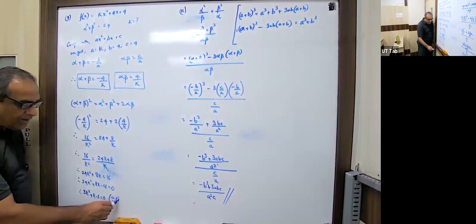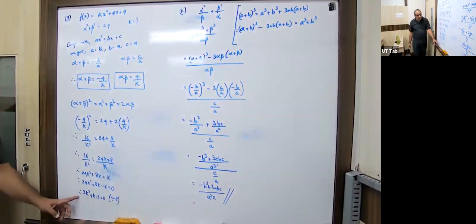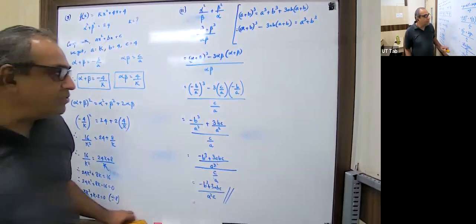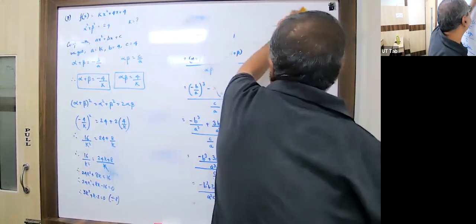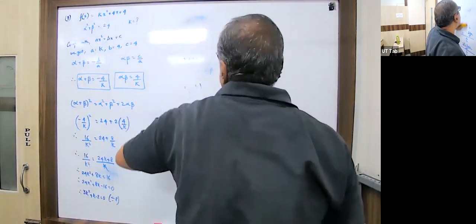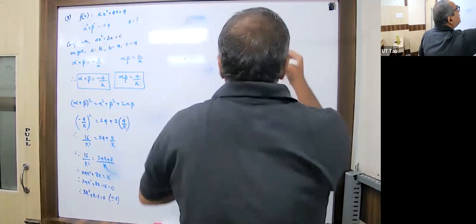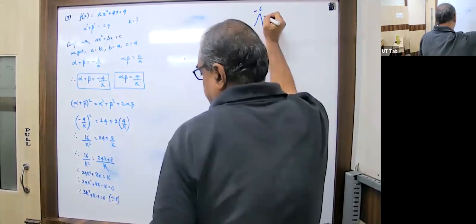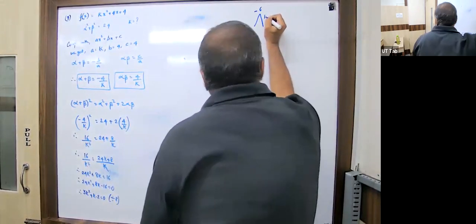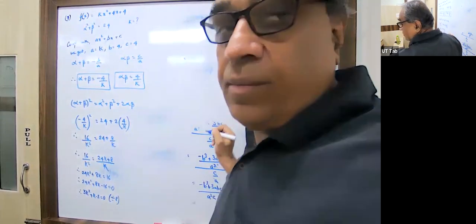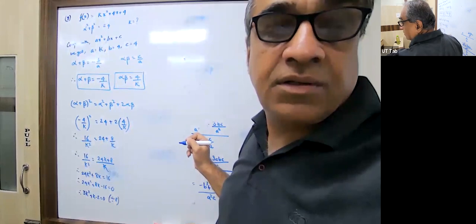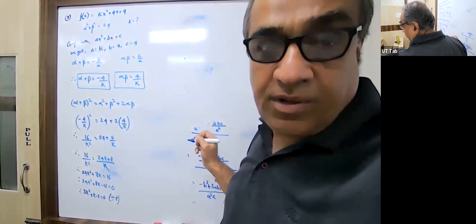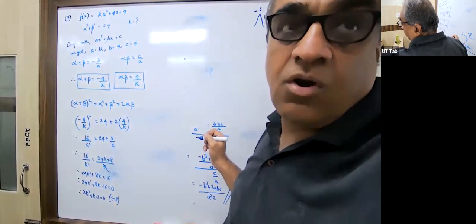Dividing by 8. 3 into minus 2, minus 6. Right? Product is minus 6. Sum is 1. What will be the factors?